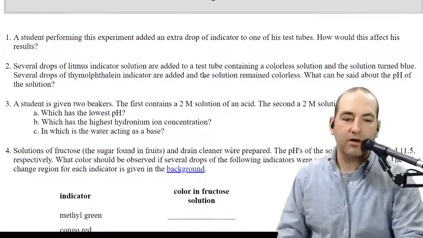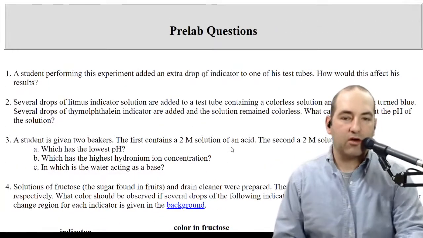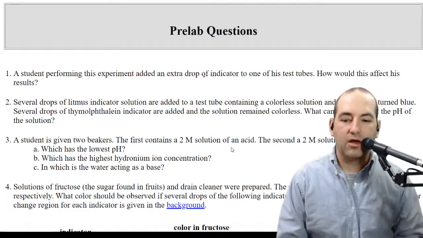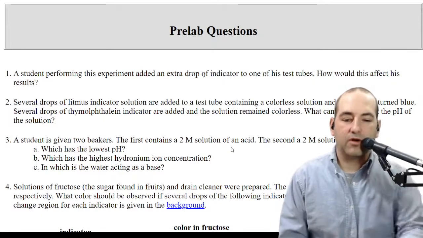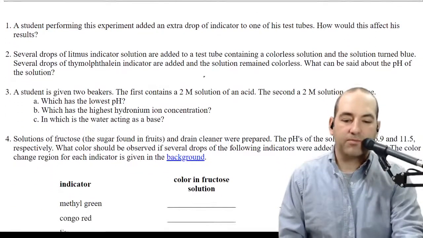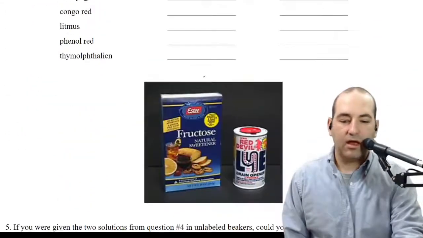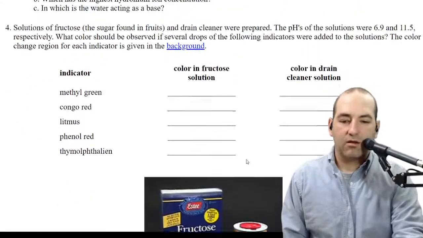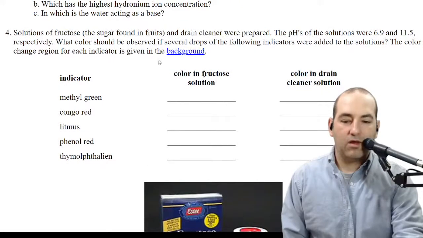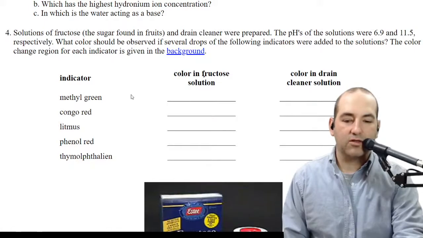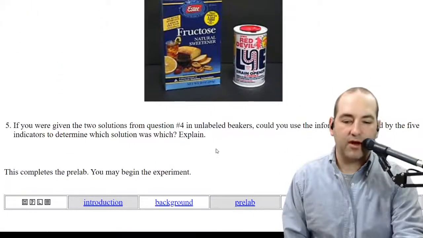The pre-lab should work just like our normal pre-labs in class, where you go through and complete the questions. Just write them down on paper, or type is fine too. Here you'll have to look up the color change regions for these indicators and then add what they would be. The pHs are given here, so you find the colors for those pH ranges and add them in there.